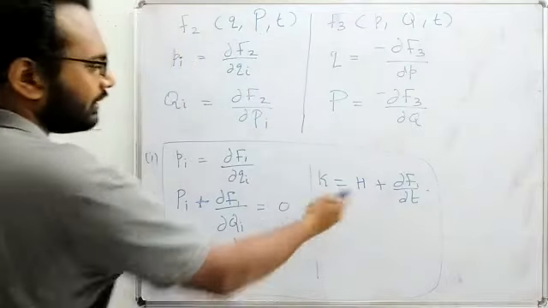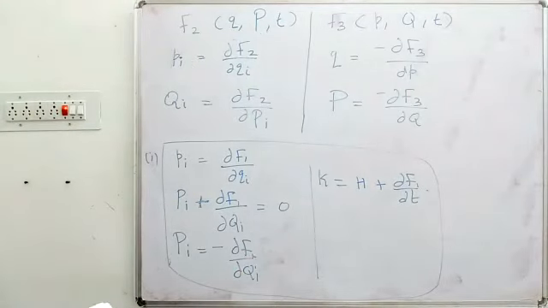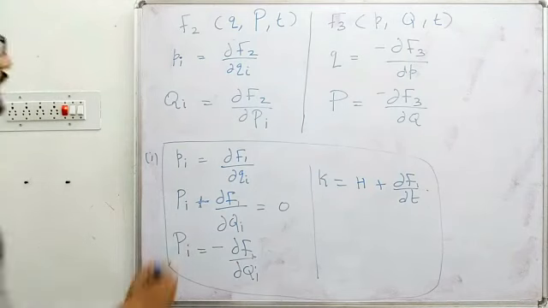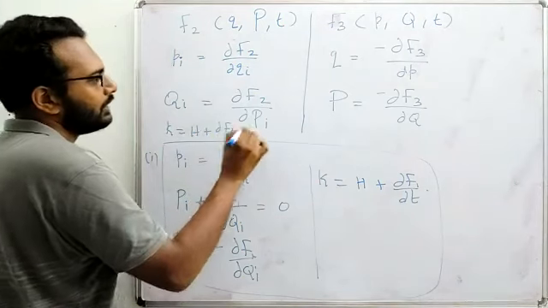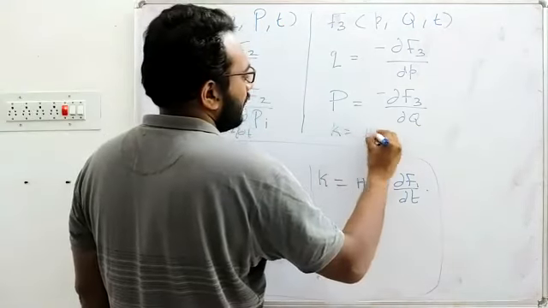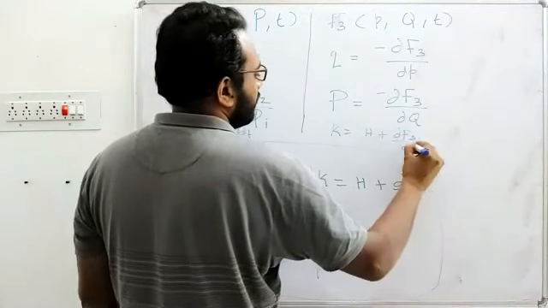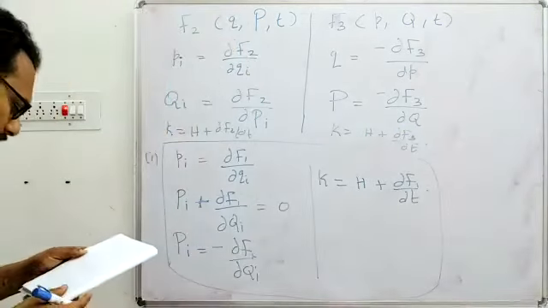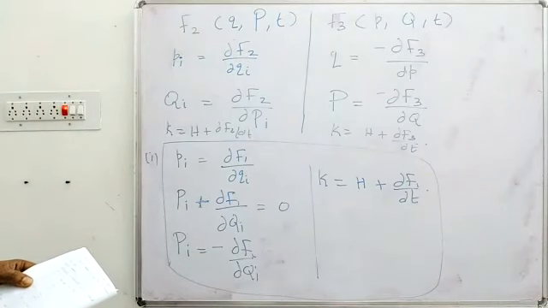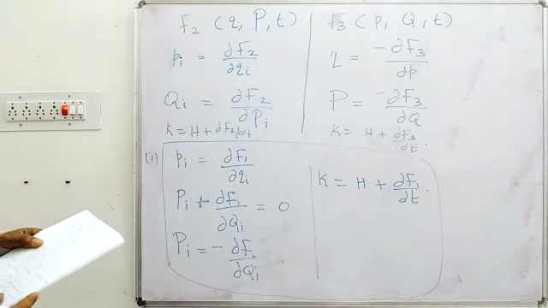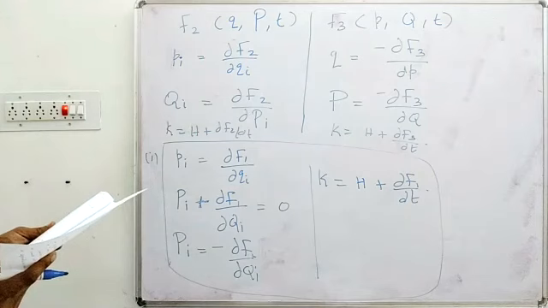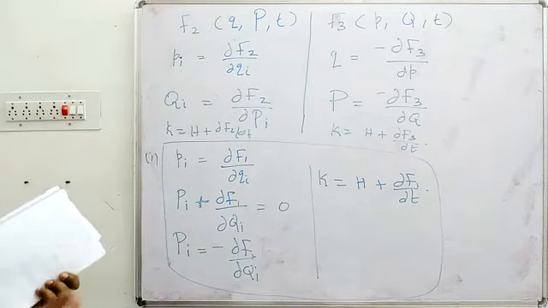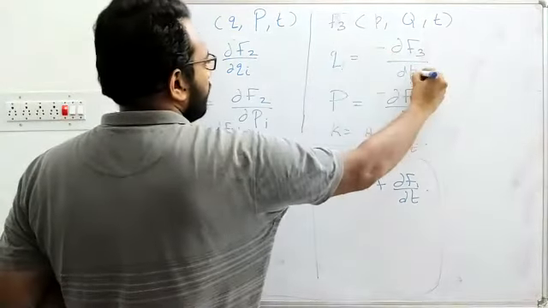I didn't write it here because it's k equal to h plus dou f by dou t. It's the same. I think I should write it. K is equal to h plus dou f2 by dou t. Here we'll have k is equal to h plus dou f3 by dou t. I think I should write an index also, qi, pi.